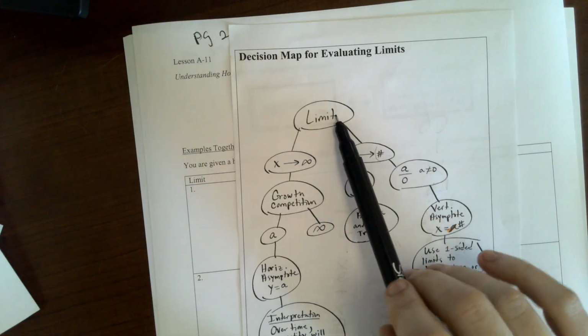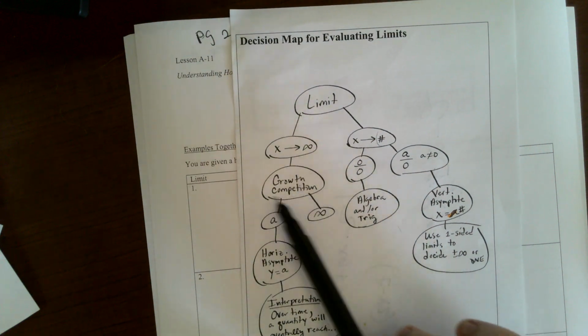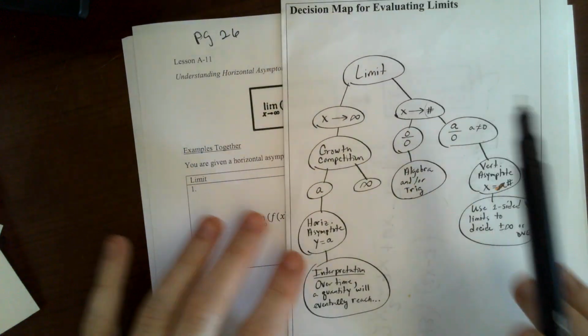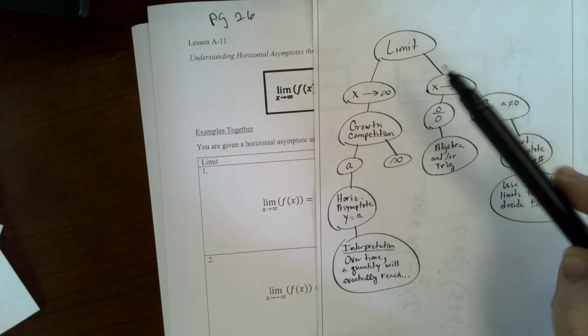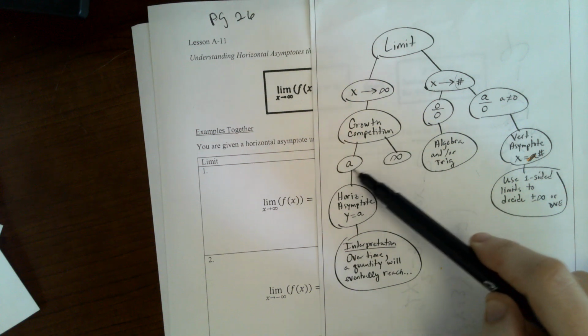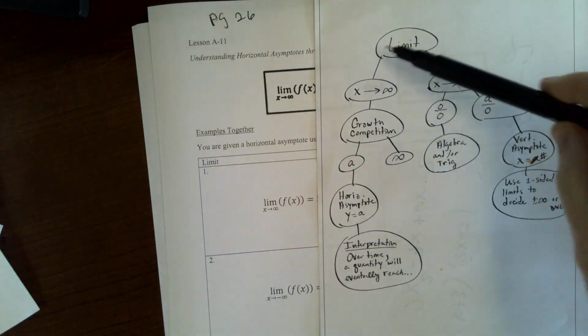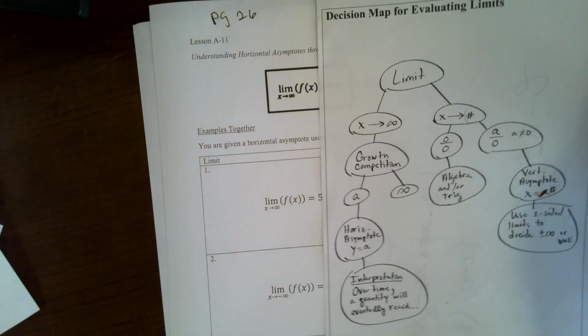All right, so if you're looking at a limit and x is approaching infinity, then you've got to do this stuff down here. But we'll do that. We're going to talk about growth competition next lesson. But if the limit as x approaches infinity ends up just giving you a number, that is going to indicate a horizontal asymptote. Okay, so I just kind of said the same thing there.